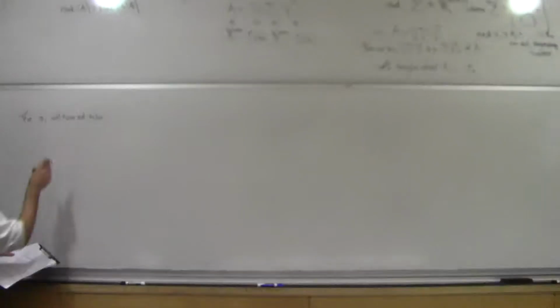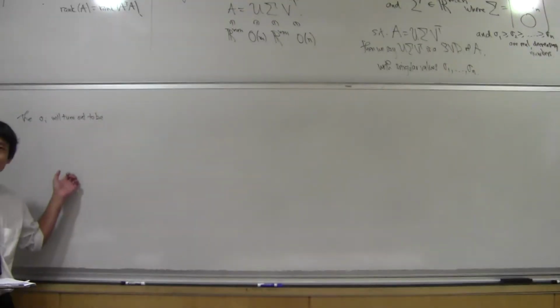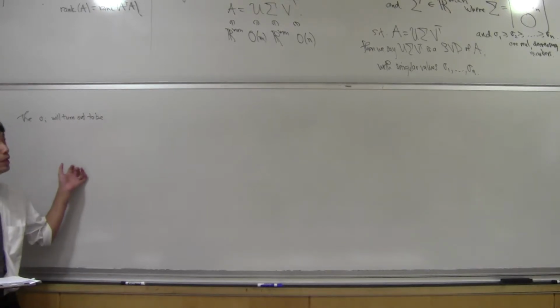The sigma i will turn out to be... well, what do you think about the sigma i? What do you think they are? They're something like eigenvalues, right? But it's not exactly the eigenvalues of A, because A has no eigenvalues. It's not a square matrix. You can't talk about eigenvalues for a non-square matrix.